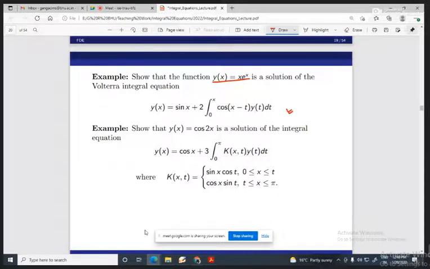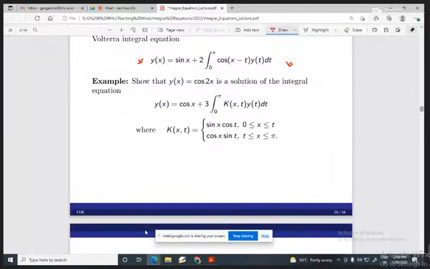And this is a Volterra integral equation, because the limit is variable here: y(x) = sin x + 2∫ from 0 to x of cos(x − t) y(t) dt. So how do we find the solution? I will try to prove this, to show the solution of this equation.